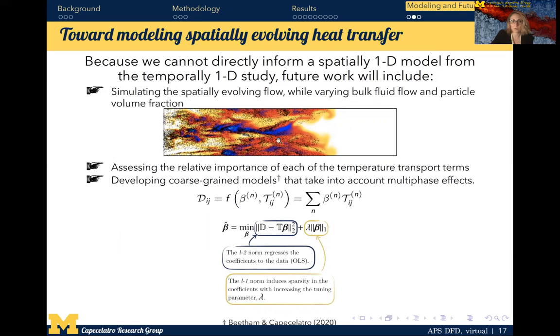And to do this, we will use a sparse regression-based method in which it's postulated that the quantity of interest that we seek to model can be described using a linear combination of coefficients and test functions, beta and t respectively, and we can find the ideal set of coefficients by solving the following optimization problem, where this first term is an L2 norm, which regresses the coefficients to the data. And then the second term is an L1 norm to induce sparsity and thereby effectively conducts model selection by setting some of the coefficients to 0 with increasing the tuning parameter lambda.